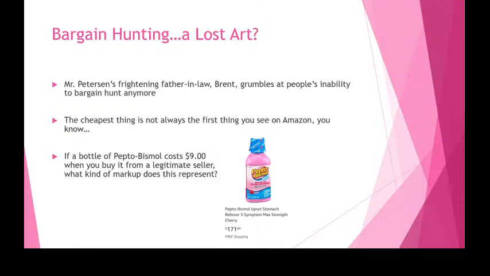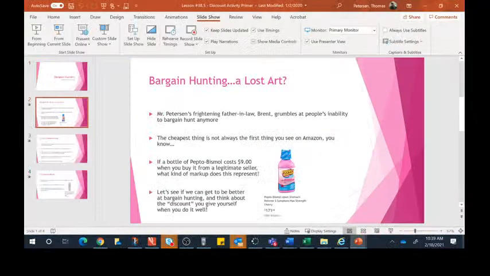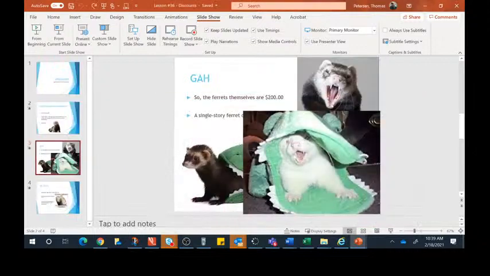Now, guys, it turns out you can go buy Pepto-Bismol for $9 when you buy it from a legitimate seller. So real quick, if they're selling it for $171.04, what percent is that markup? Talk to each other and teach. $171.04, but free shipping. Nearest 0.1% will be good.